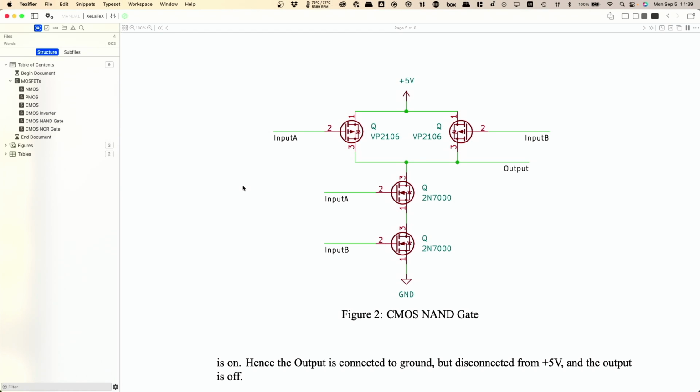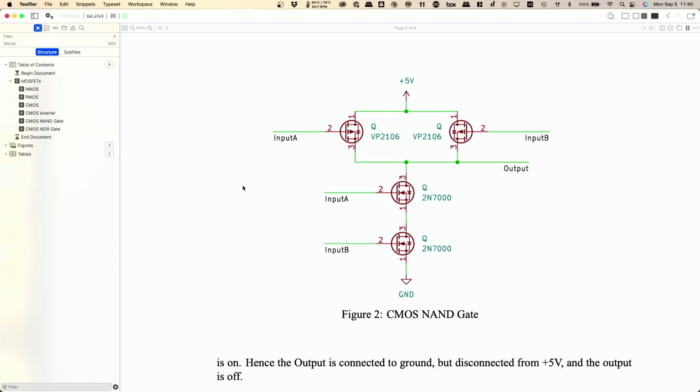Now, what about if one of the inputs is on but the other one is not? It's still connected to 5 volts, right? So let's say that input A is on and input B is off. This transistor is off because it does the opposite of its input. And if input B is off, then this transistor is on. There's a path between plus 5 volts and the output. So the output would be on. Okay, so if either of the inputs or potentially both are off, then the output is on.